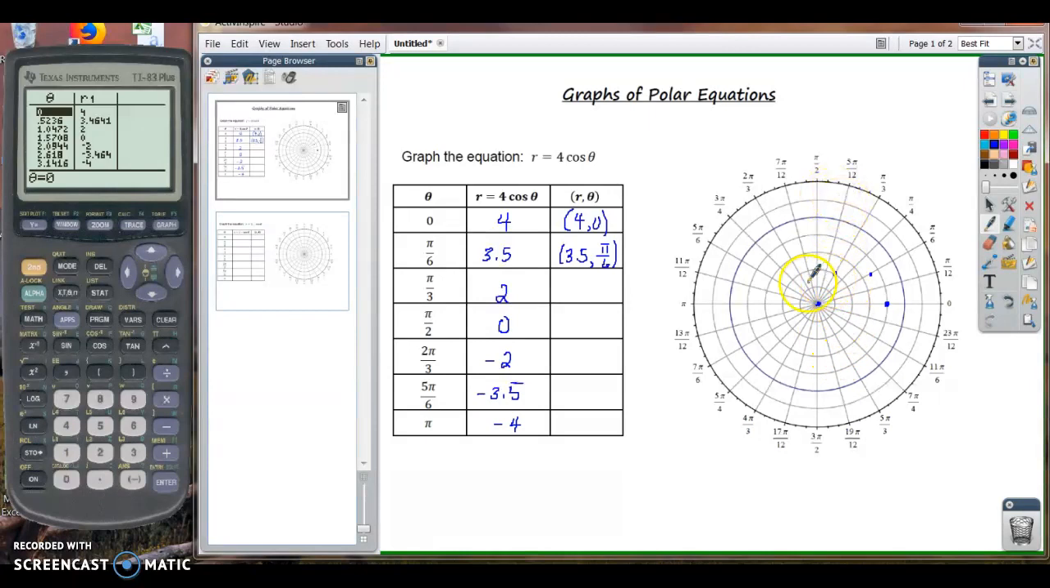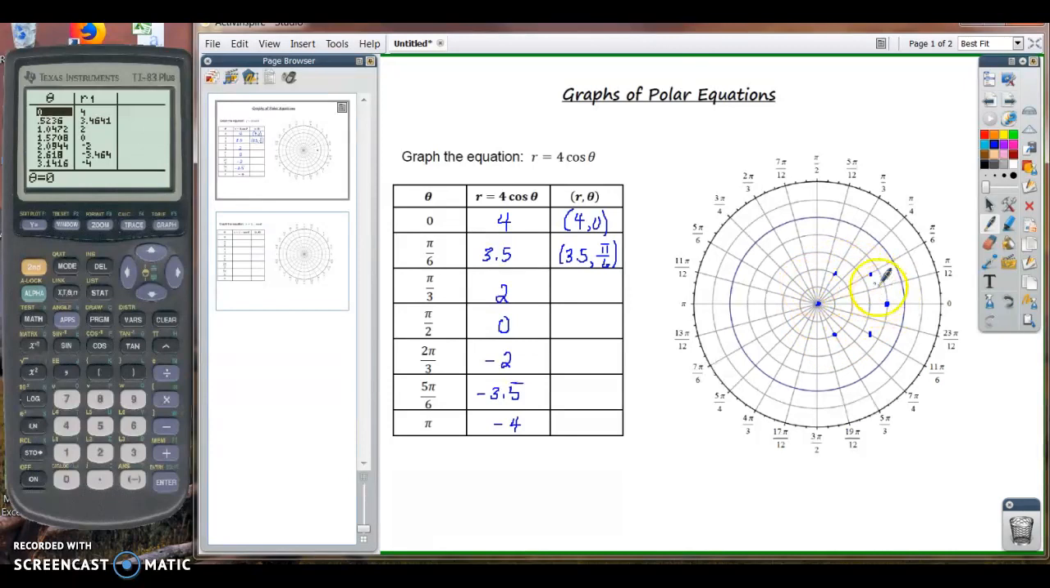At 2 pi over 3, I'm at negative 2, so I have to flip over my pole. So negative 2 flips me over the pole, and I'm down here. 5 pi over 6 flips me over the pole, so that would be on the 11 pi over 6 line. So I'm going to go 1, 2, 3.5 out there. And then at pi, I'm at negative 4, so that flips me over the pole and puts me back here. So these are the points I've plotted now.